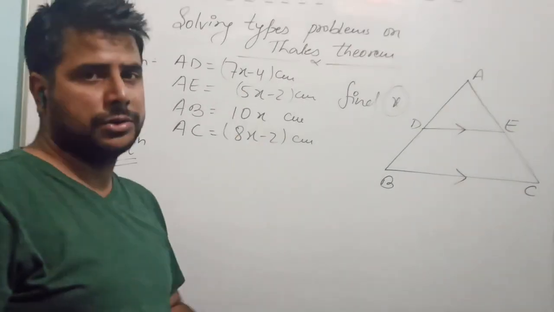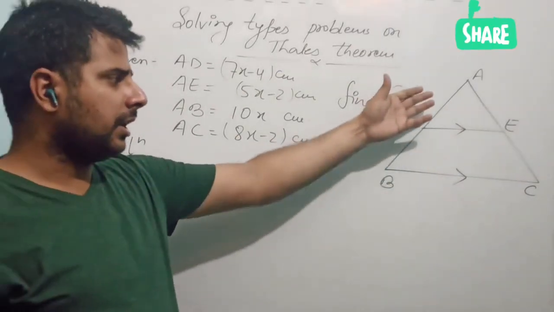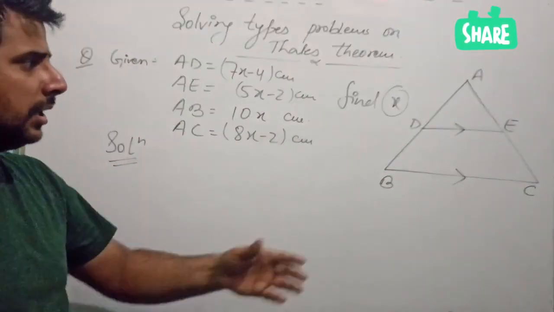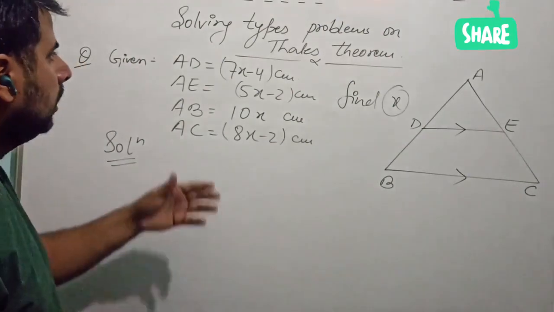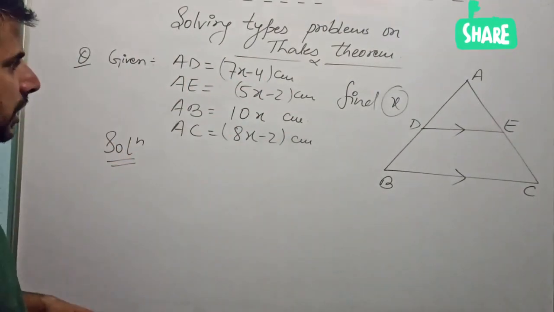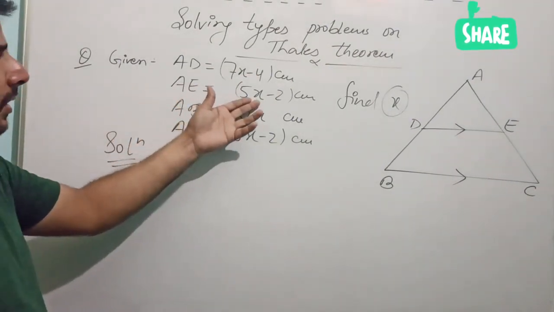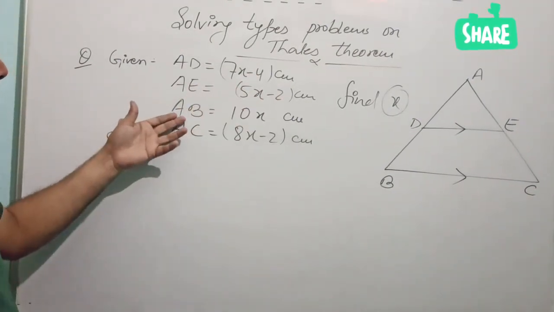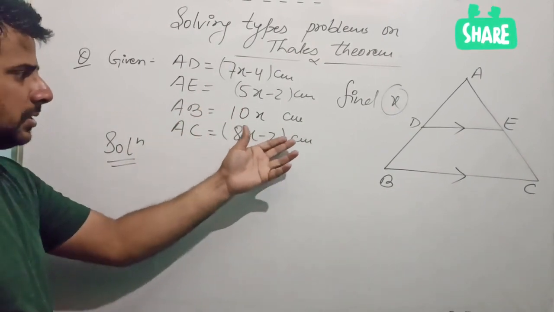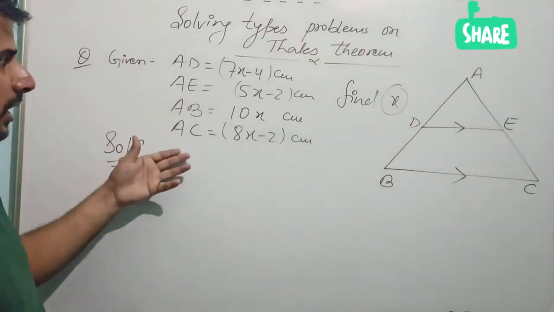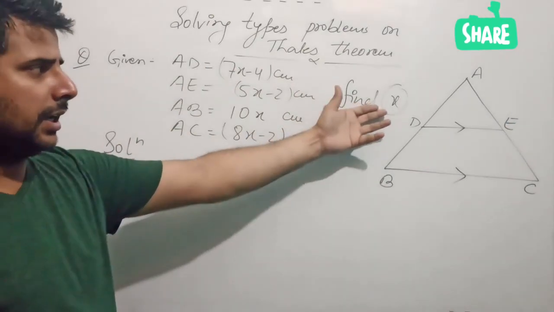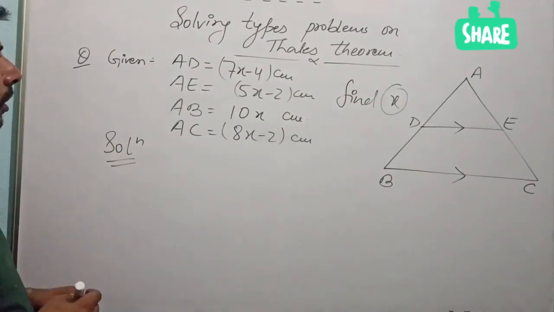Now let's have a second question, right? It's given that in a triangle ABC, the line segment DE is parallel to BC. You can see this is the normal figure, okay? So let's see what is given now. AD is given as 7x minus 4 centimeter, AE is given as 5x minus 2 centimeter, AB is given as 10x centimeter, and AC is given as 8x minus 2 centimeter. So all these values are given in x. So in the question you have to find x. So let's see what we are going to do again.